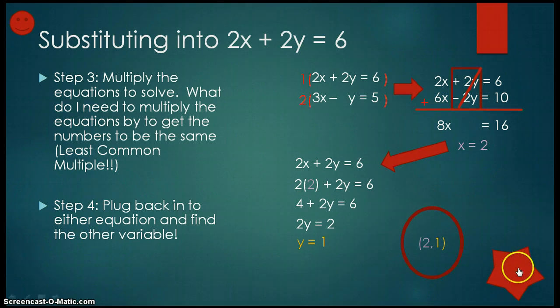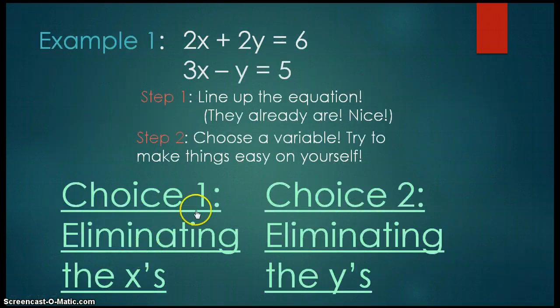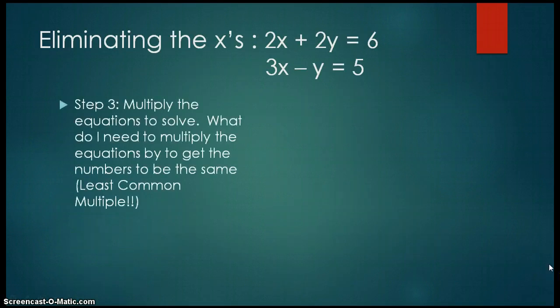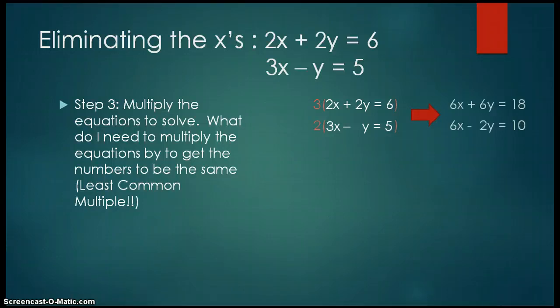Now, if we had used y in the very beginning to eliminate our x's, we should still get the same answer. So let's take a look real quick. We want to multiply both of the equations, or one of the equations, to get common coefficients. In this case, we have to multiply both equations by a number. So we need to multiply that top equation by 3 and the bottom equation by 2 in order to get those similar coefficients of 6.